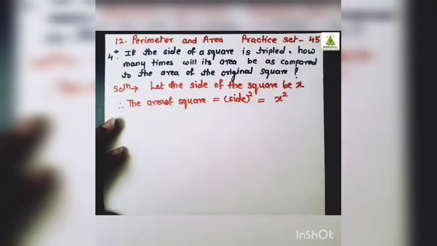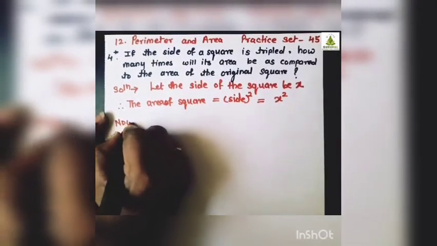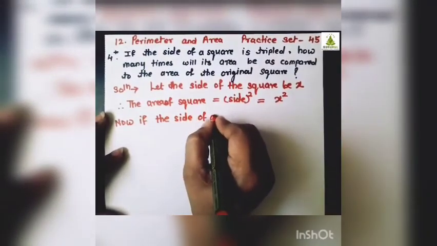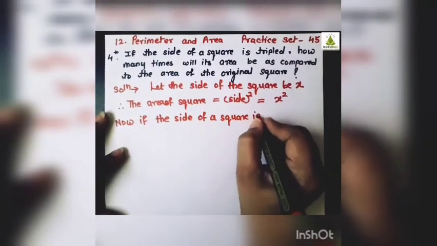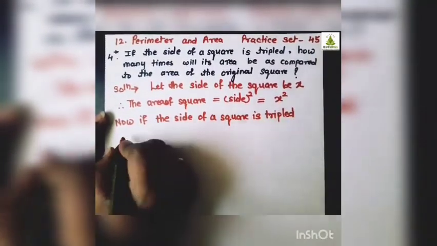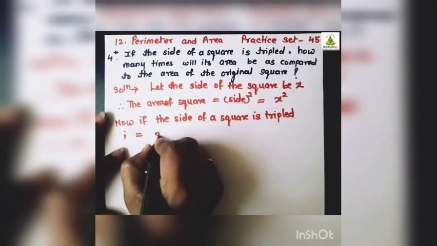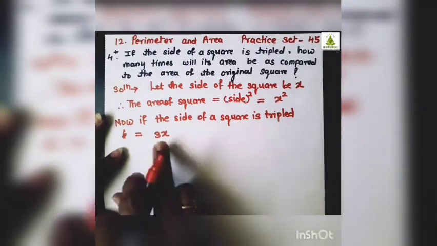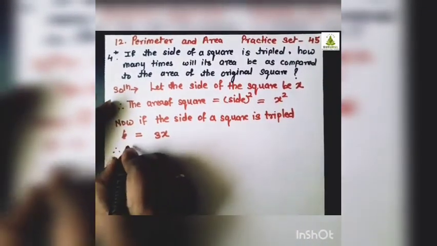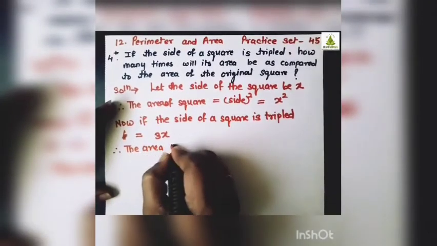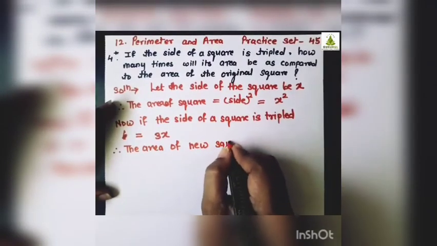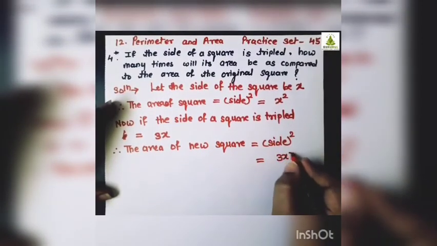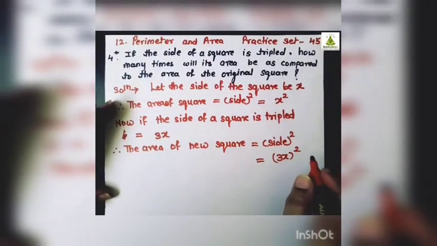Now if the side of a square is tripled, that is equal to 3x. Triple means 3 times, so it will be 3x. Now when it is 3x, we find the area. Therefore the area of the new square is equal to side square, that is (3x) square, and it will be 9x square.